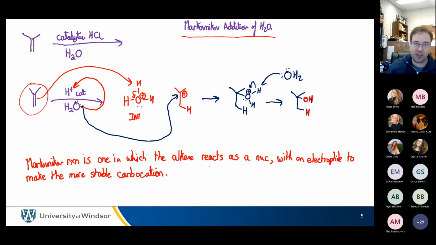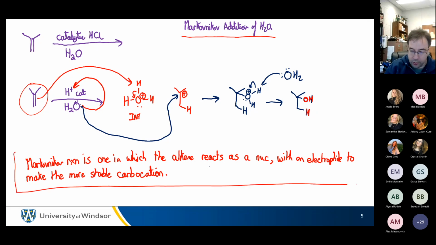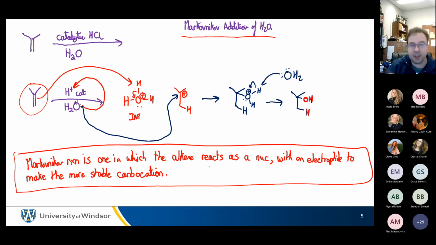We have another nucleophile come in and attack. But the important part here is you go through the most stable carbocation. This is the modern definition of Markovnikov reaction. The old definition is, it actually used to be stated this way: add hydrogen to the atom with the most hydrogens.